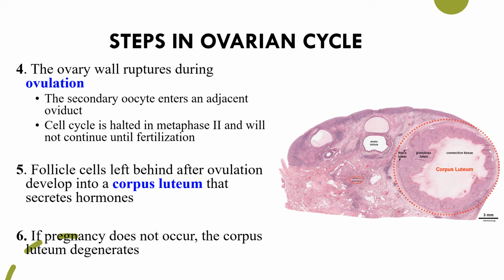Okay, so follicle cells left behind after ovulation develop into a corpus luteum that secretes hormones. And if pregnancy does not occur, the corpus luteum degenerates, and eventually females would have what you call the menstrual period. Okay, that's to release the unused egg out of the body. So this is how the corpus luteum looks like. So you have here the theca.